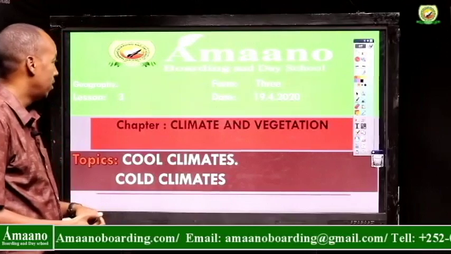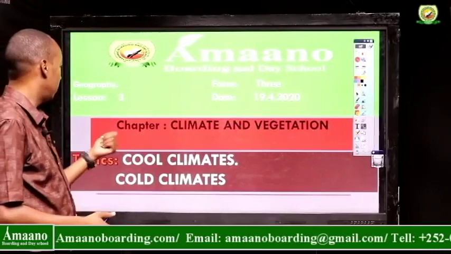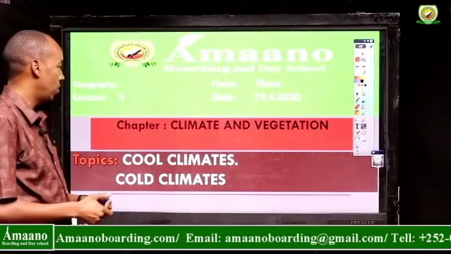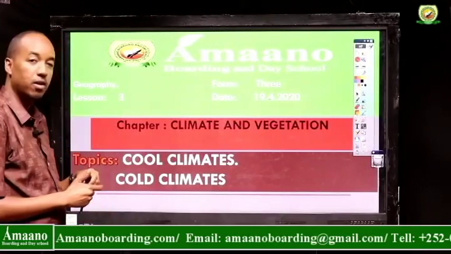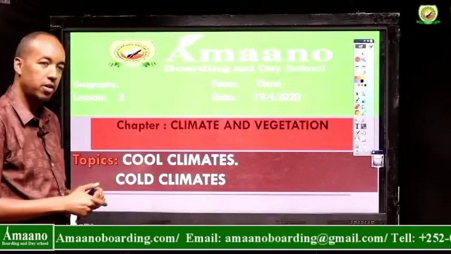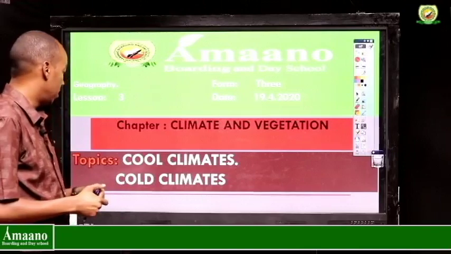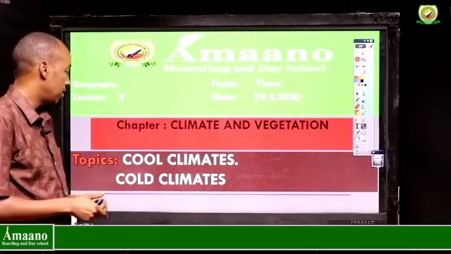Dear students, Form 3 class, this is geography, this is lesson 3. You had 2 lessons before, so this is our 3rd lesson. We are in the chapter climate and vegetation. You have the note papers. So today's topics are these 2 topics.